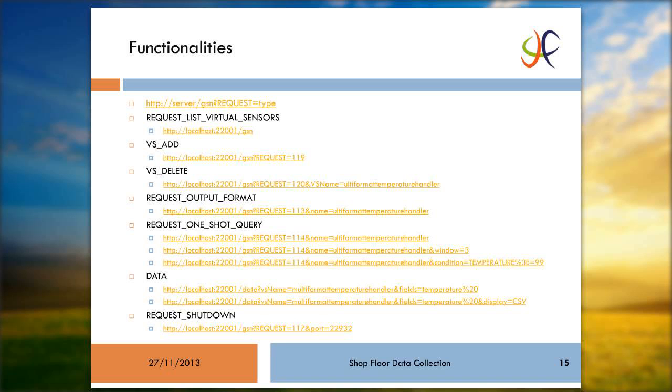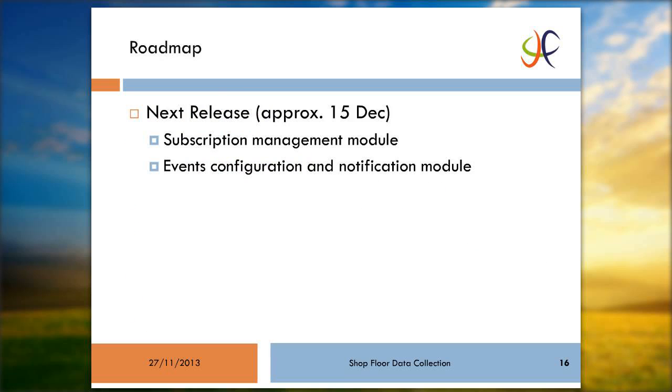And one last simple functionality is to request shutdown, in case there are scenarios when you want to shut down the sensor networks. That will stop acquiring the data for the time being, and you can restart again if you want to continue acquiring the data. So these are the functionalities that are provided by this specific enabler so far.